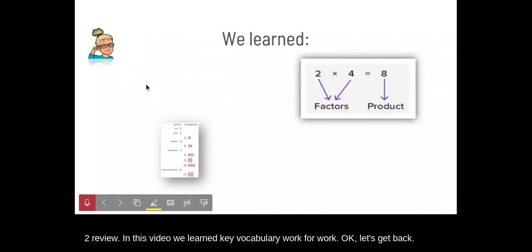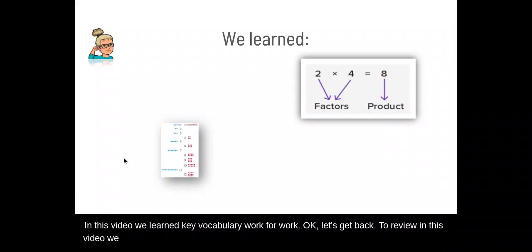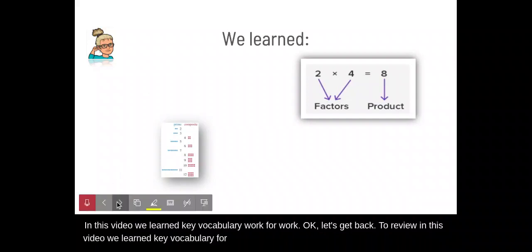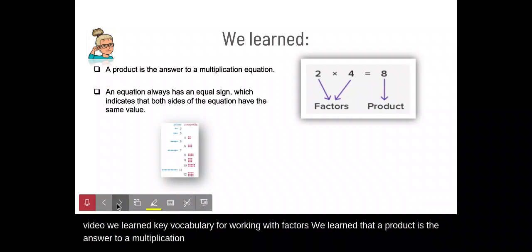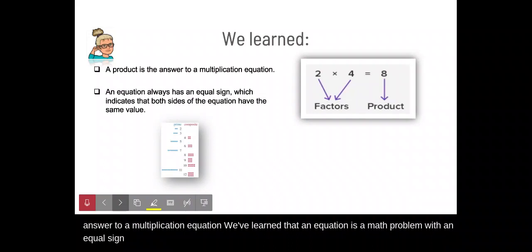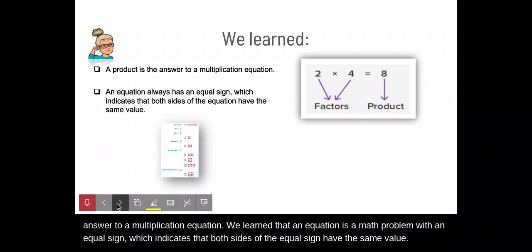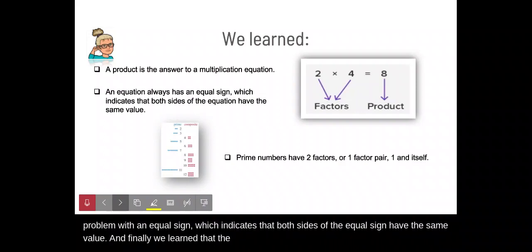To review, in this video, we learned key vocabulary for working with factors. We learned that a product is the answer to a multiplication equation. We learned that an equation is a math problem with an equal sign, which indicates that both sides of the equal sign have the same value. And finally, we learned that the prime numbers have only one factor pair, 1 and itself.